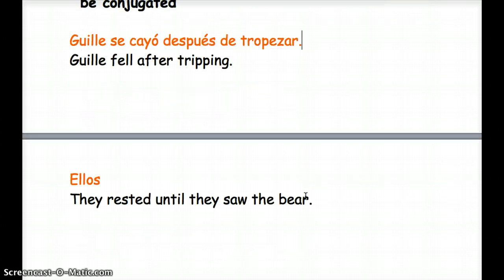Another example. They rested until they saw the bear. They did the resting, they did the seeing. So there's not a subject change from one clause to the next. The preposition, until. Ellos descansaron hasta, now we don't have to conjugate, ver, hasta ver el oso.